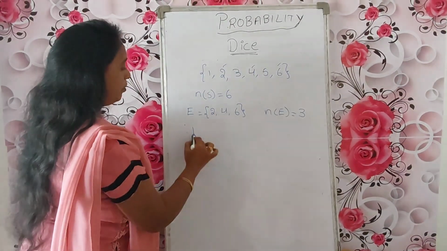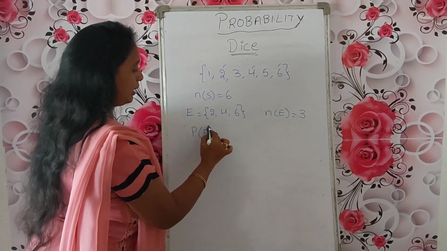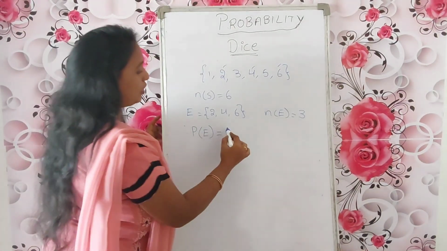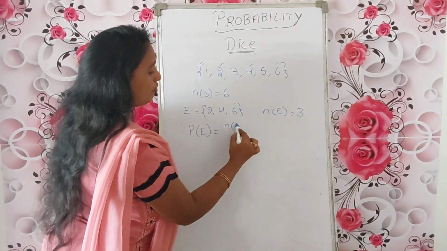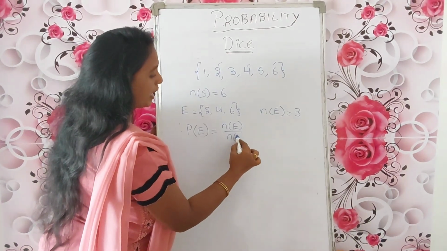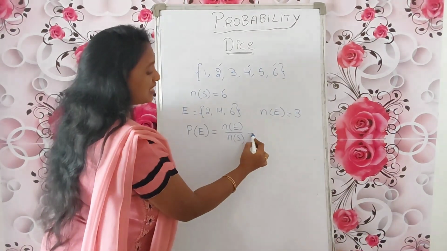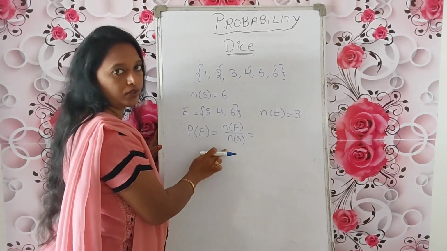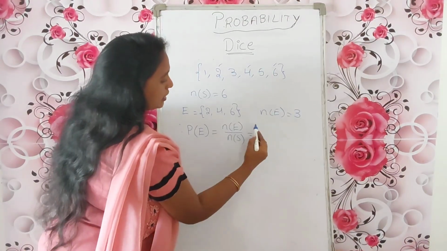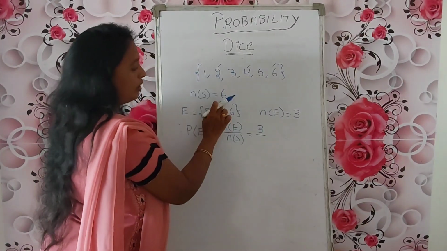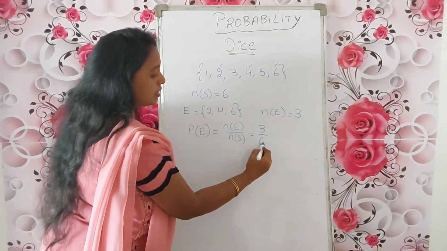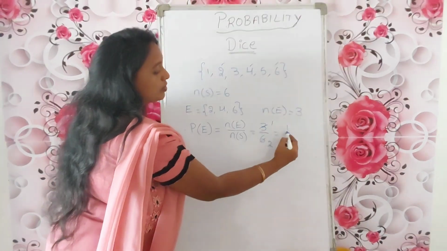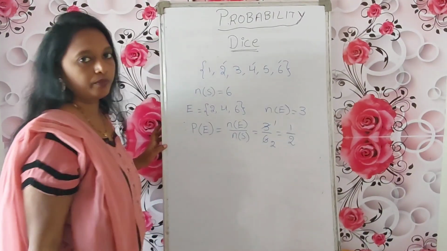Now, the probability of this event happening is denoted by P of E, and the formula is n of E by n of S. That is, the number of favorable outcomes by the total possible outcomes. So, n of E is equal to 3, total possible outcomes 6. In 3 table 1 time, 3 table 2 times. So, that is 1 by 2.